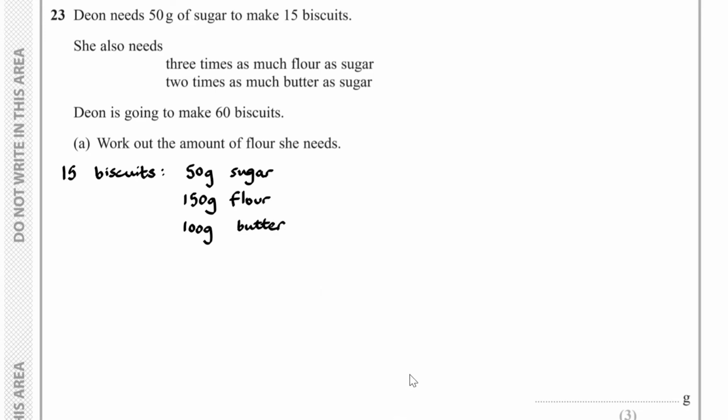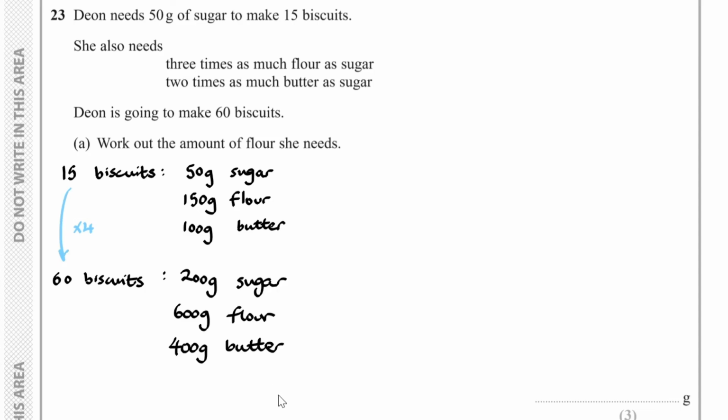Okay. Now for 60 biscuits, what we see over here is to go from 15 to 60, we need a scale factor. That scale factor will be 4. Because 15 times by 4, that will be 60. So we multiply each of these ingredients by 4. So therefore, if we do that, we see that we have 200 grams of sugar, so 50 times by 4, that's 200. 150 grams times by 4, that's 600 grams of flour, and 100 times by 4, that's 400 grams of butter. So therefore we require 400 grams of butter.